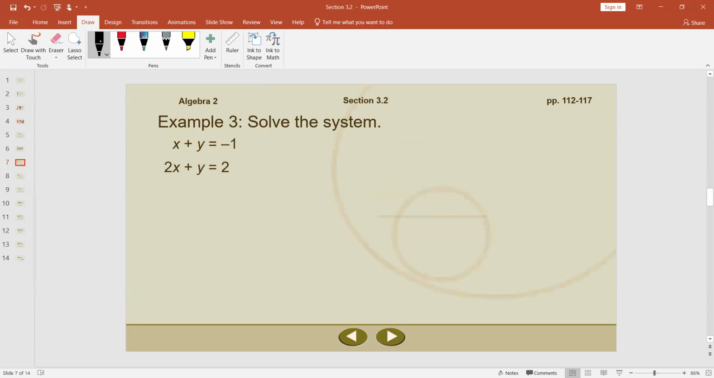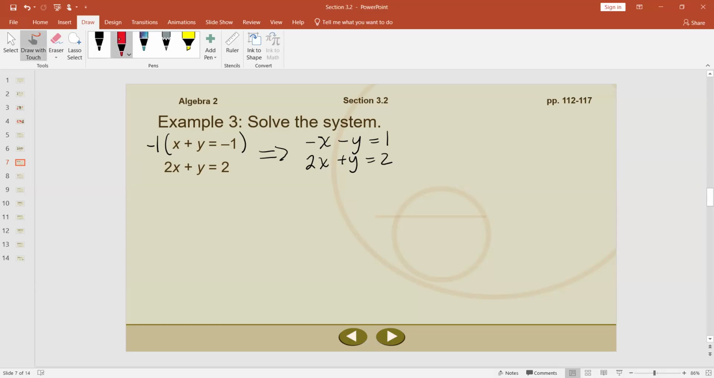So let's look again at a nice, fairly easy example here. For my first one, I have x plus y equals negative 1, and I have 2x plus y equals 2. Now, in this case, we can see that our y variables have a coefficient of 1. So I'm going to take this first equation and multiply it by negative 1, because remember, I'm going to try to make my y variable completely go away. So I have to turn its coefficient into 0. So when I do that, my first equation becomes negative x minus y equals 1. My second equation, I'm not changing anything. It's 2x plus y equals 2.